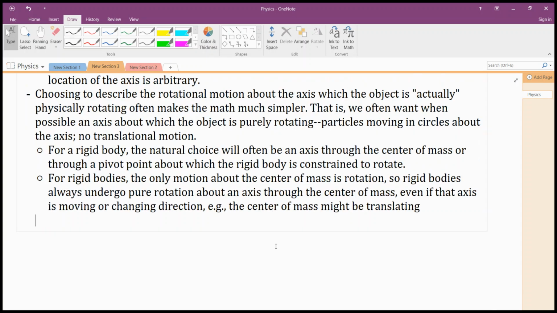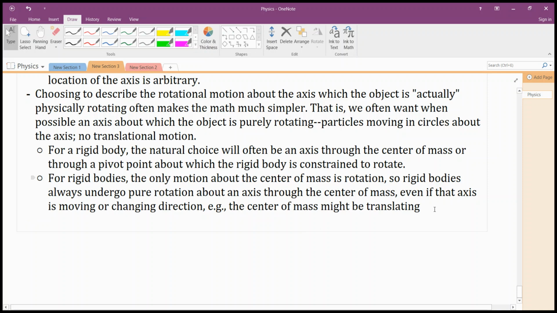in that case. One special thing about the center of mass is that for rigid bodies, the only motion about the center of mass can be rotation. So if you have an axis through the center of mass, the rigid body will be undergoing pure rotation about an axis through the center of mass, so long as you are in the appropriate reference frame, of course, that's traveling with the center of mass, even if that axis is moving or changing direction relative to another reference frame.